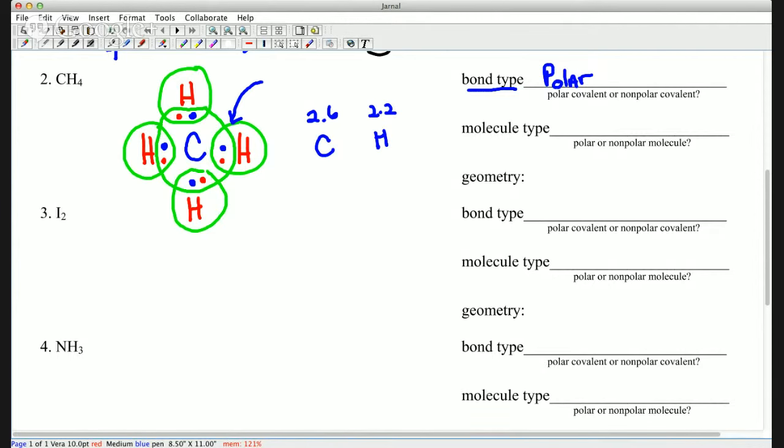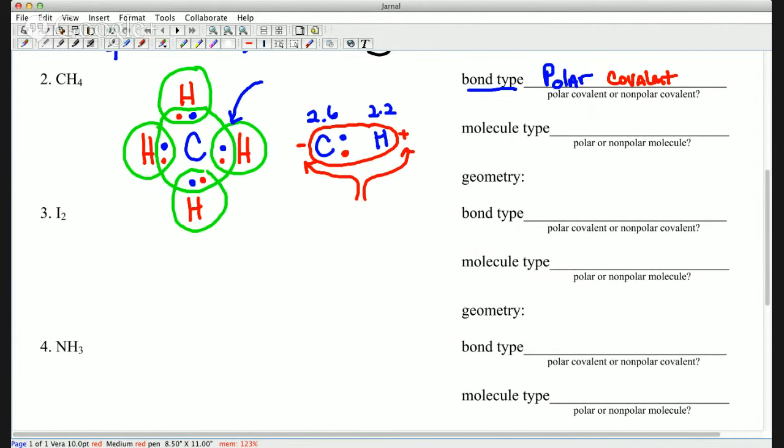So that pair of electrons is going to be slightly closer to the carbon side than the hydrogen side in this covalent bond. So this side of the bond is a little bit negative. This side is a little bit positive. And guess what? We have differences because there's an unequal distribution of electrons across this bond. So we say it's a polar covalent bond.